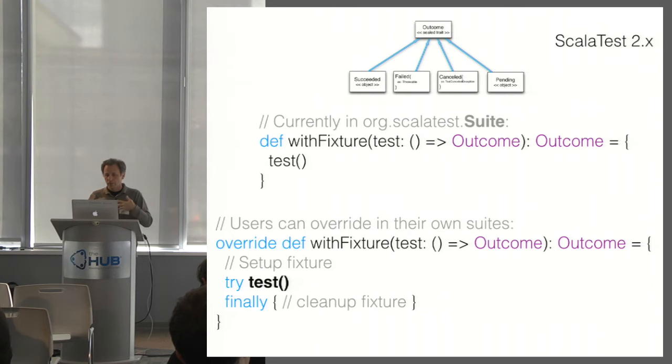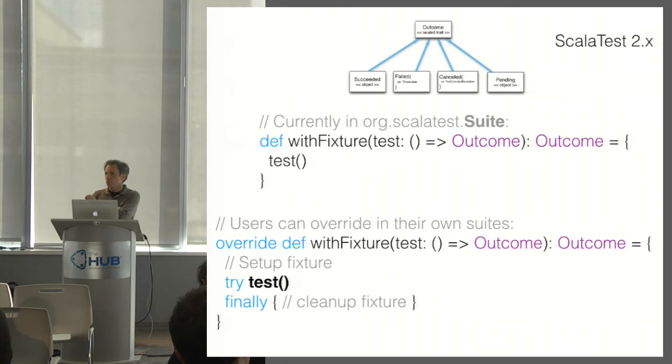And then what the withFixture method does by default is it just invokes that test function. That's how a test gets executed. And then it returns the outcome that comes back. So the test function may return succeeded, it may return pending, whatever it does. In this case, by default, it just returns that.